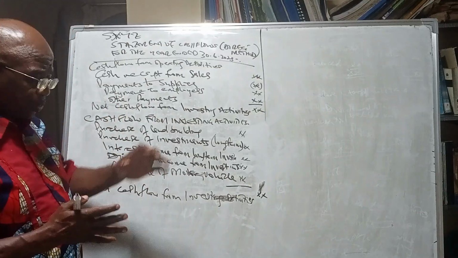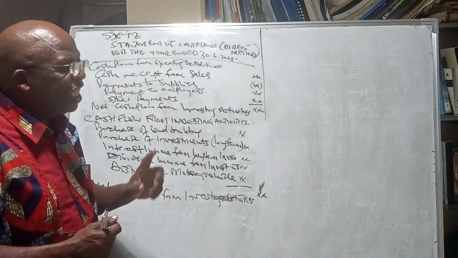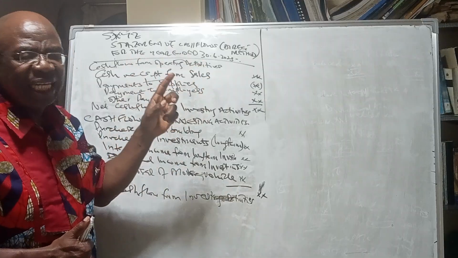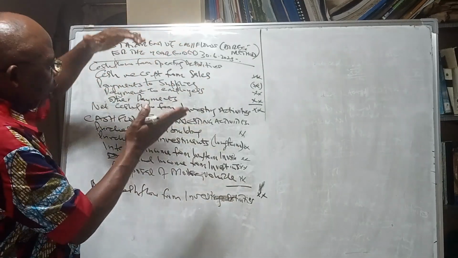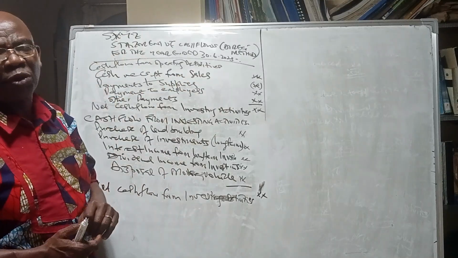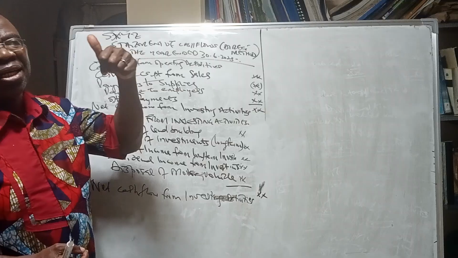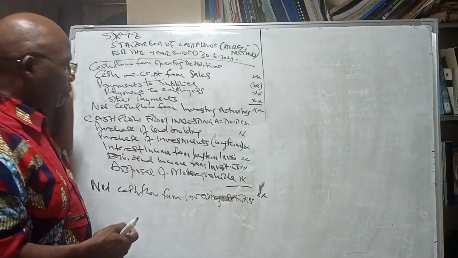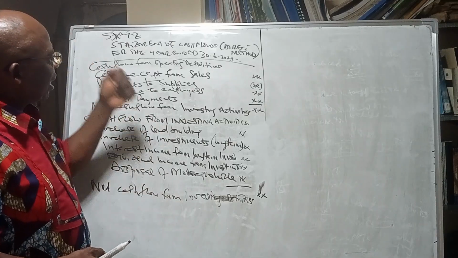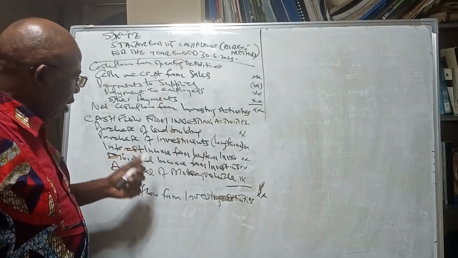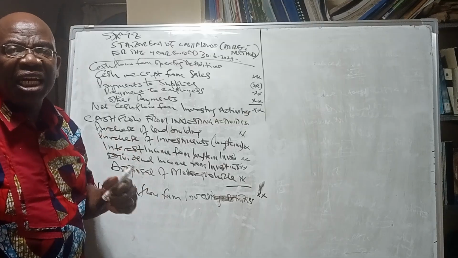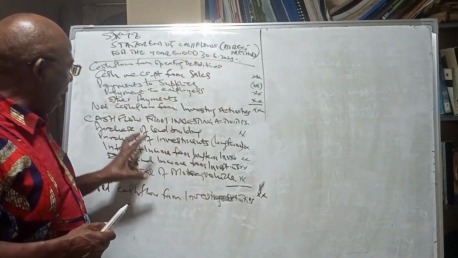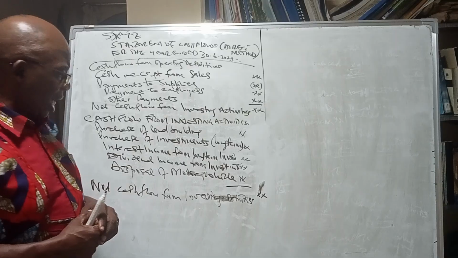I want to repeat again. If you have your income statement and it is showing you that there was a receipt of interest income or there was dividend income, and you are now trying to get the operating activities cash flow, you must deduct it by getting the profit before it. You say profit before dividend and interest income, because those ones are not under operating activities, they are under investing activities.